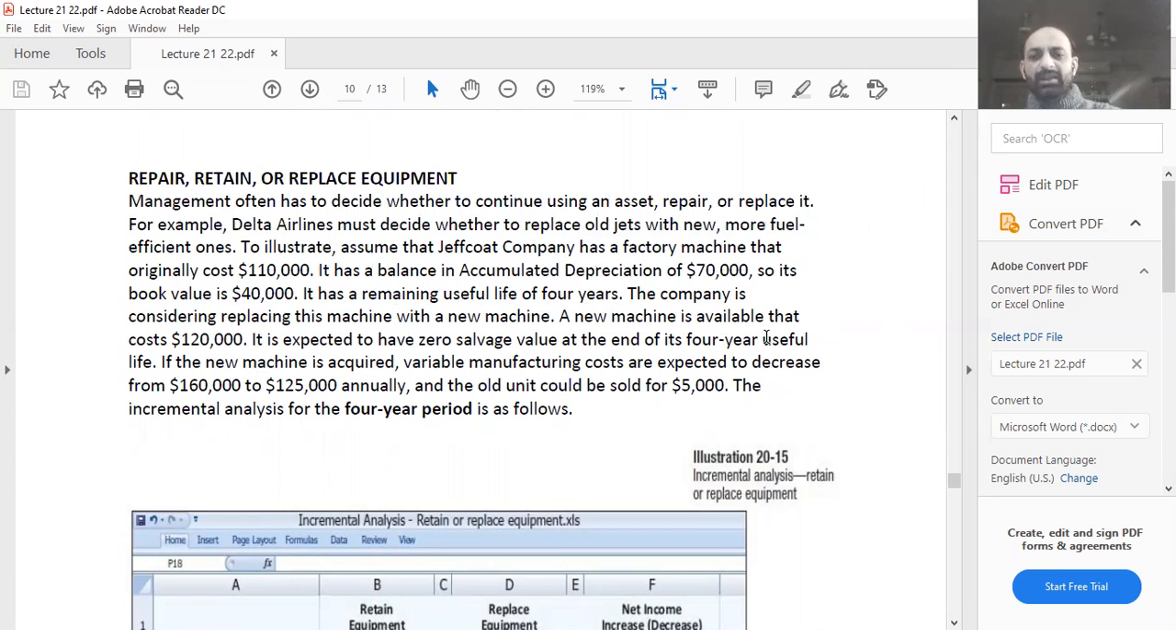A new machine is available that costs $120,000. This is the cost for the new machine. It is expected to have zero salvage value at the end of its 4 year useful life. If the new machine is acquired, variable manufacturing costs are expected to decrease from $160,000 to $125,000 annually, and the old unit could be sold for $5,000.